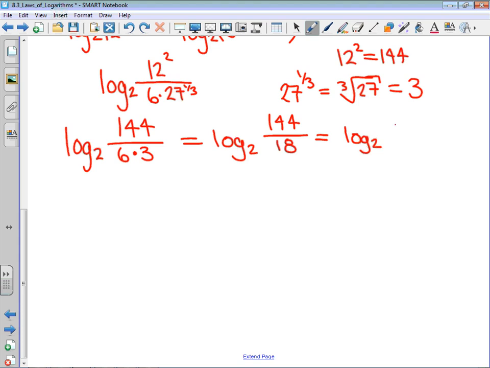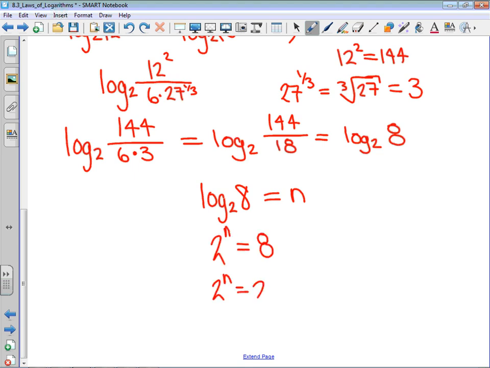And the last thing I'm going to do here is one last time. If I have log base 2 of 8, I'm going to make that equal to, let's say, n. And when I switch to exponential form, I get 2 to the power of n is equal to 8. Well, that means 2 to the power of n is 2 cubed. So the value of the logarithm is 3. Now that means that that ugly expression in C there is just the whole number 3. That is the value of that logarithm.